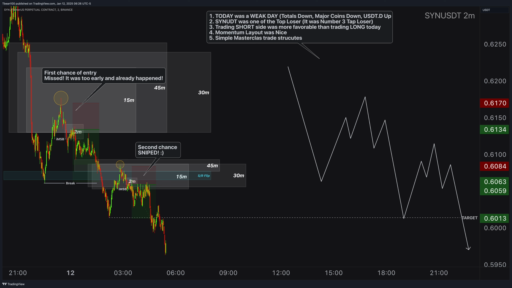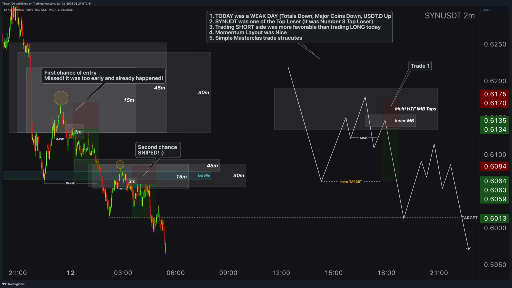Here is your chart in action. Price sharply drops and creates these multi-time frame imbalance zones, and price pulls back into this zone. And inner structure breaks with an imbalance. Our inner target is this recent old low. As you can see, a very simple trade idea, but we missed it because it already happened.